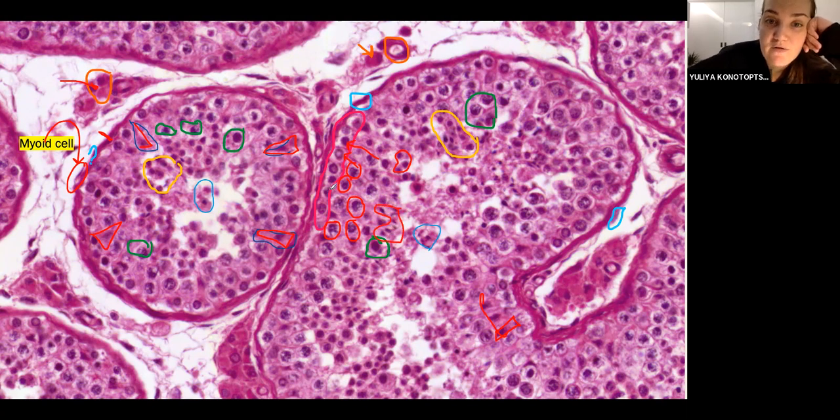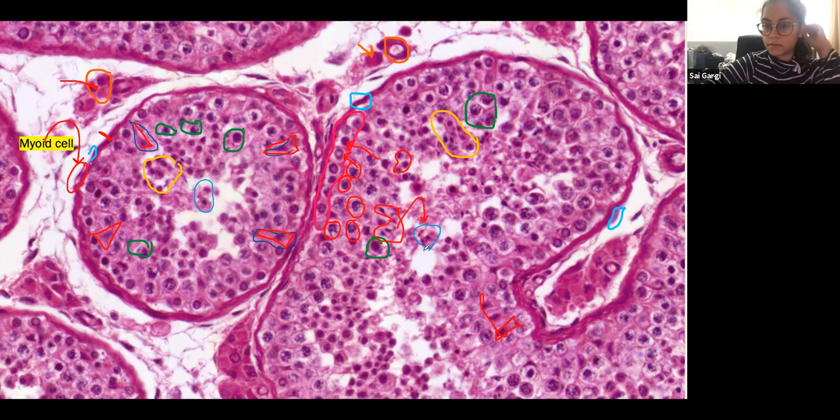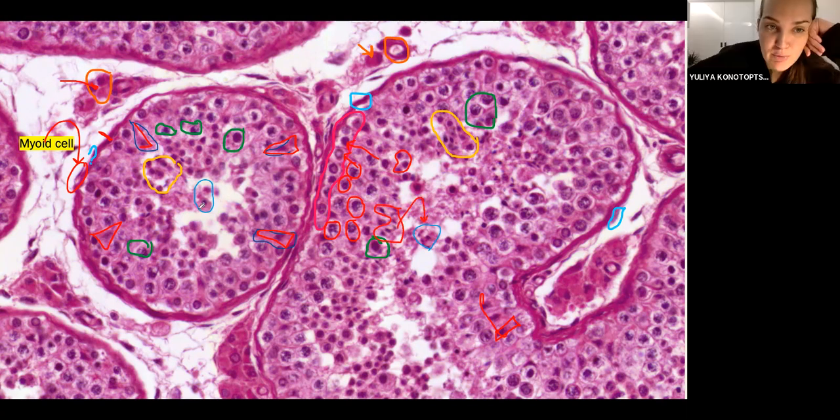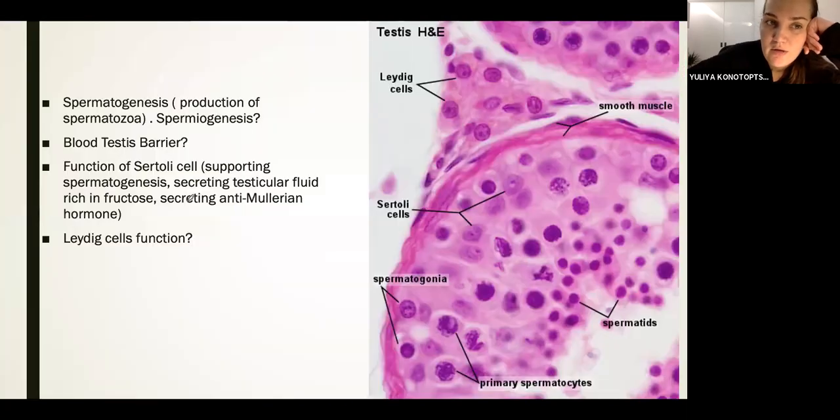Spermatid, okay? So if it is inside of the epithelium, this is a spermatid. And if it is in the lumen, it is called spermatozoa. So whatever cells we have in the lumen, these are spermatozoa. Okay, we talked about all of those things. So just refresh your memory, right? So spermiogenesis, you remember, blood you remember, function, you remember.